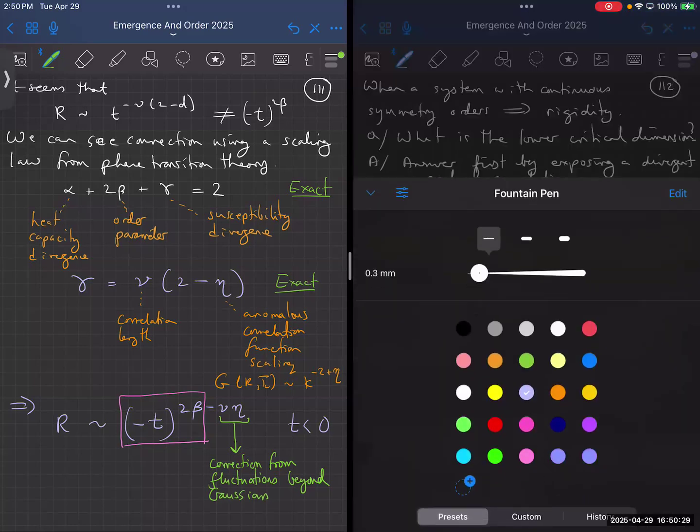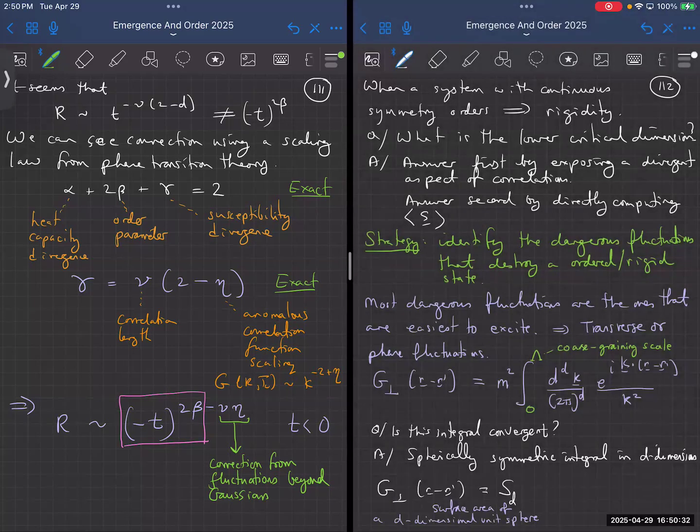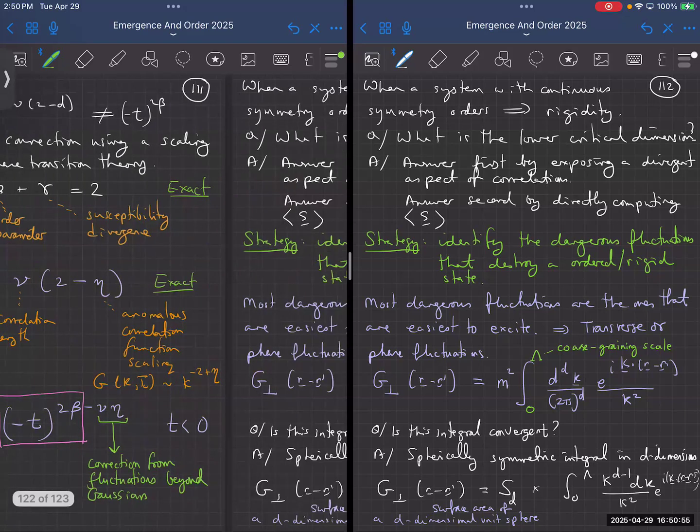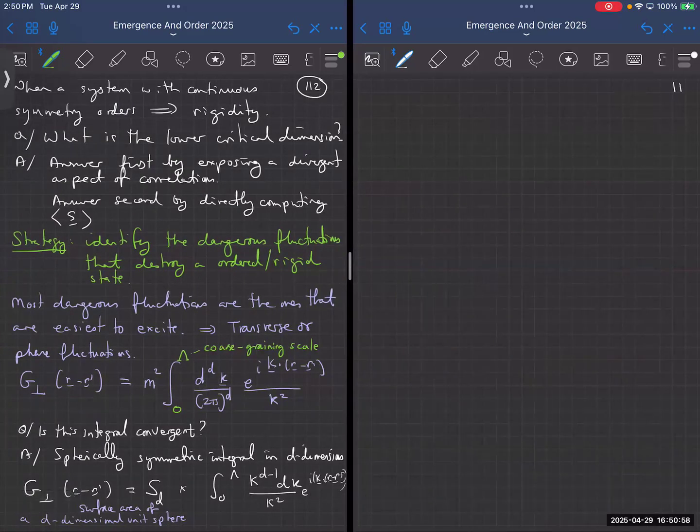It's going to be that times the integral from 0 to lambda, k to the power d minus 1 dk over k squared, e to the i k dot (r minus r prime). Like so. So now we can see that there is a problem, and we can see that there's a problem at the lower limit. So let's have a look at the lower limit.